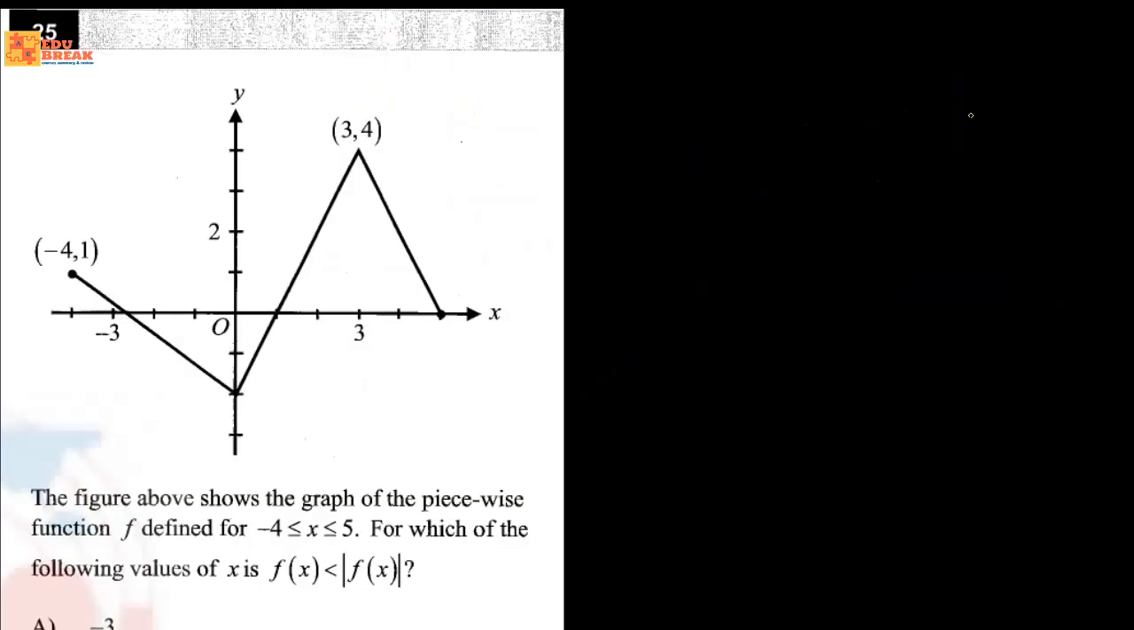Question 25. The figure above shows the graph of the piecewise function f defined for x between negative 4 and 5. For which of the following values of x is f of x smaller than the absolute value of x? You know that this is an interval, so we have this from this point to that one.